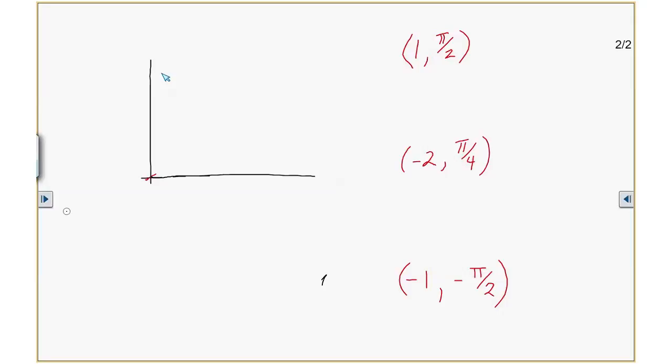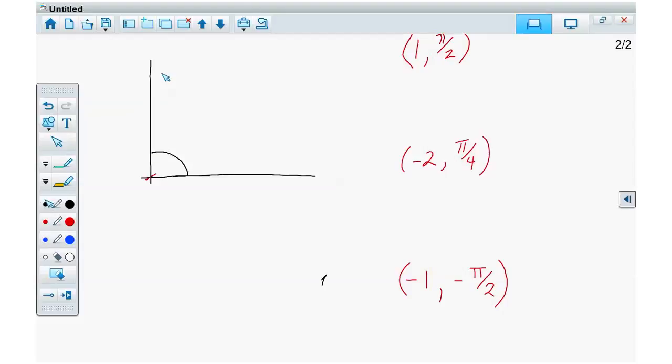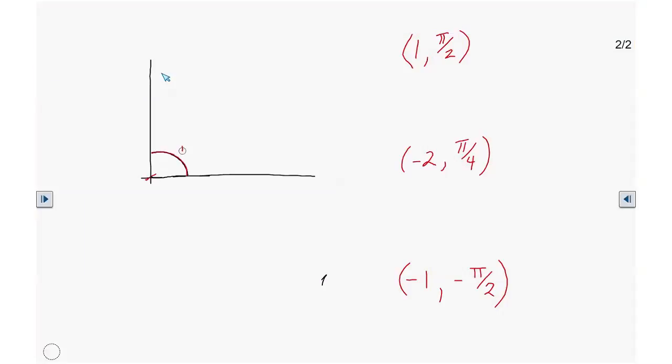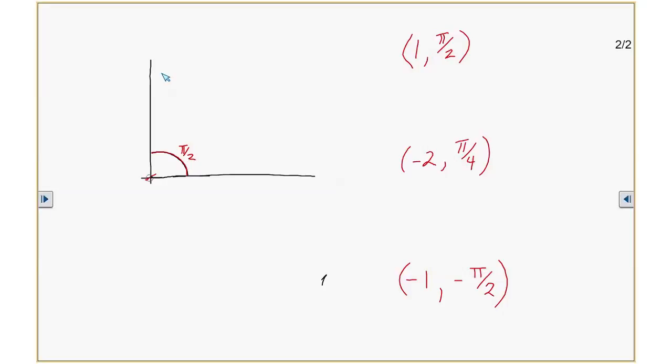All right, so pi over 2 would be what? 90 degrees? So pi over 2, I'm going to draw it in red. Pi over 2 would be 90 degrees, and 1 unit up. And there is the polar coordinate right there. That seems simple enough.